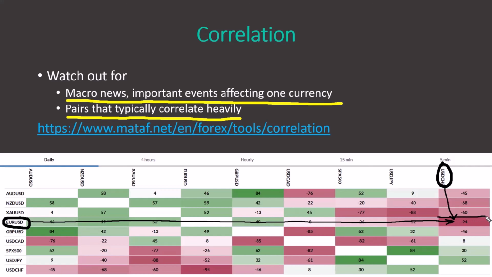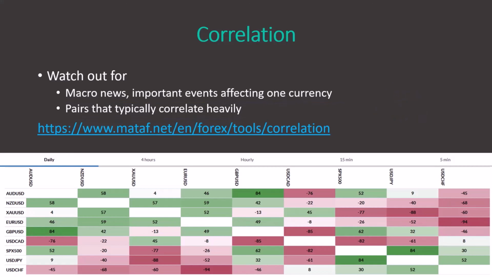This field shows the correlation between euro dollar and US dollar Swiss franc. This is correlation on the daily chart, by the way. And it says -94, which means that at this time, those two have a very strong negative correlation. By the way, correlation goes from -100 to +100. So -94, that's almost -100, that's very close to it, which means that the correlation is very heavy.